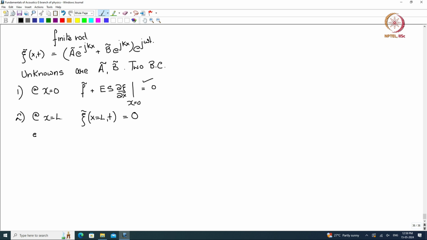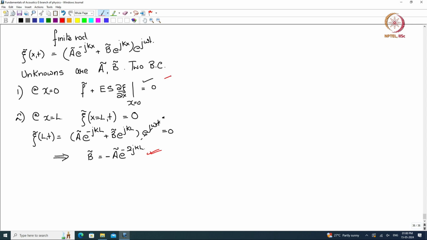So if we do that, ξ̃ at L comma t is equal to (Ã e^(−jkL) + B̃ e^(jkL)) e^(jωt) equal to 0. Okay, so this is not 0, so we can cancel it out. What that means is that my B̃ is equal to −Ã e^(−2jkL). We have found this from 2, so we will use this in equation 1.